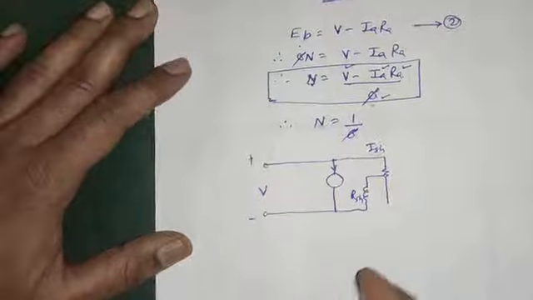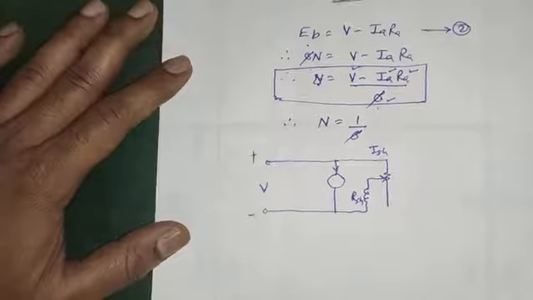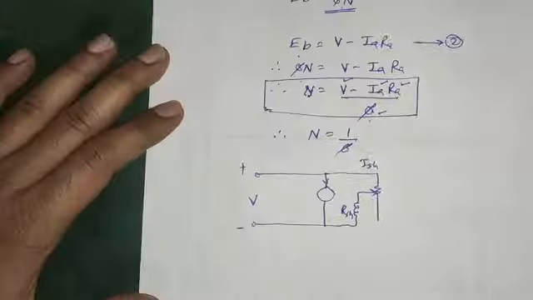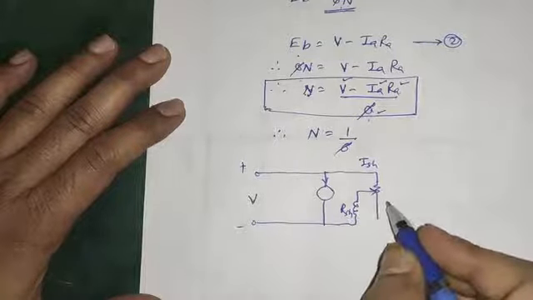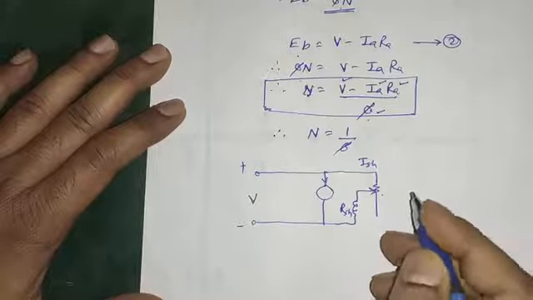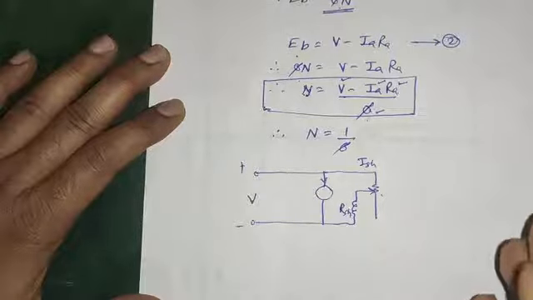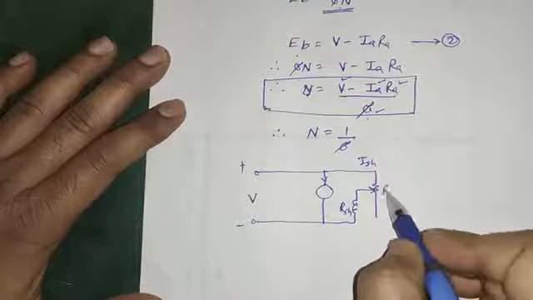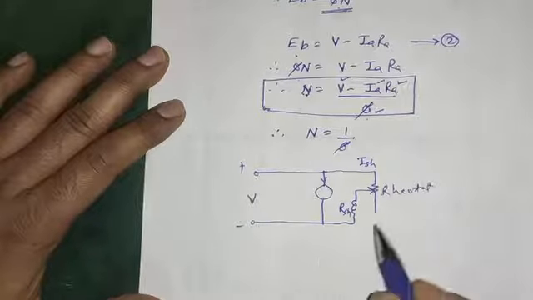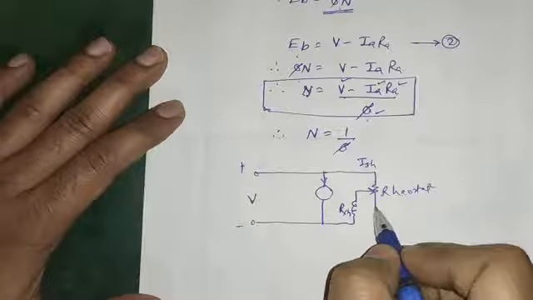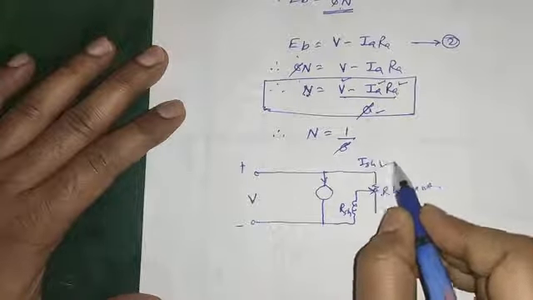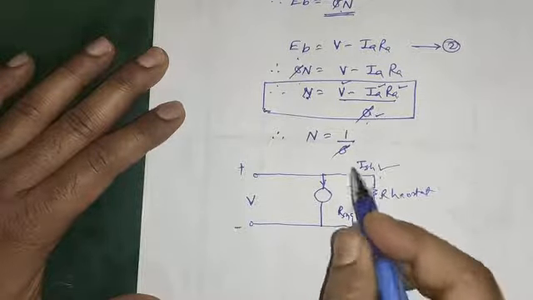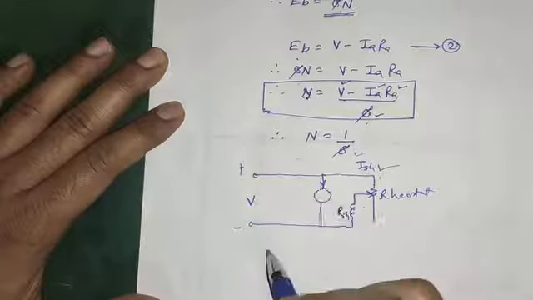Now what do we have to do? We have to add a rheostat. Why do we have to add a rheostat? What is meant by a rheostat? A rheostat is a variable resistance. Variable resistance means we can change the value of resistance. By changing the value of resistance we can change the value of ISH. When the value of ISH changes, your flux will also change. When your flux changes, your speed will also change.